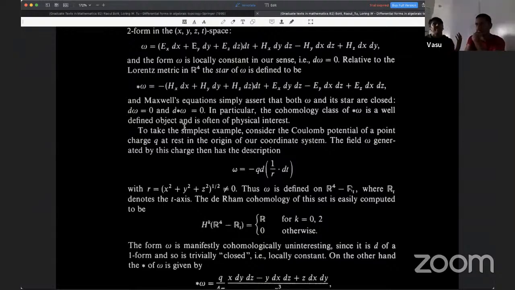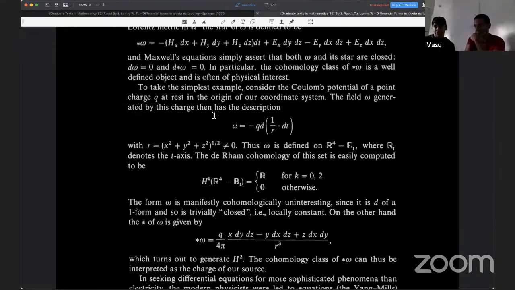So you might have worried in the beginning, are we being overly prescriptive or something? And the answer is no. In fact, de Rham theory is cooked up so that everything physically relevant is captured by de Rham theory.